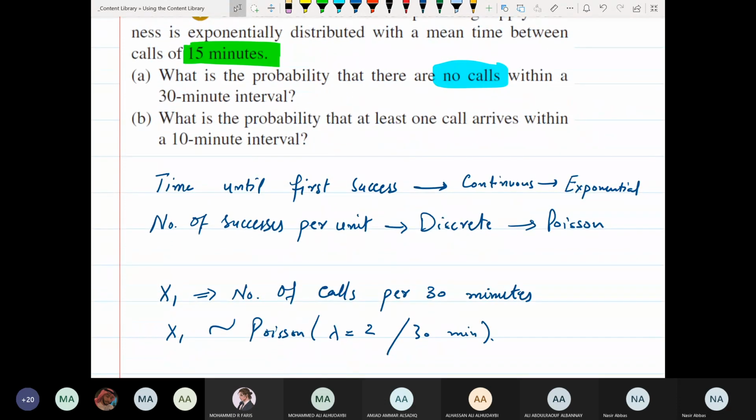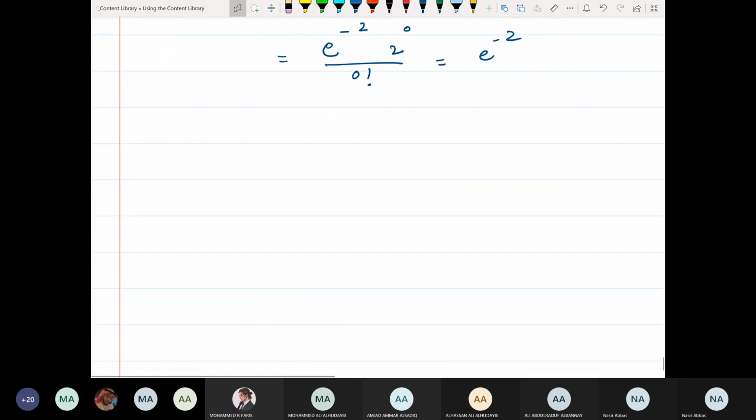Let us look at part B. What is the probability of having at least 1 call within 10 minutes? Now the question is about 10 minutes. Adjust the value of lambda per 10 minutes. Give me the lambda per 10 minutes. I'll define another variable x2. X2 is the number of calls per 10 minutes. Number of calls per 15 minutes is 1. Number of calls per 30 minutes is 2. What is the average number of calls per 10 minutes?